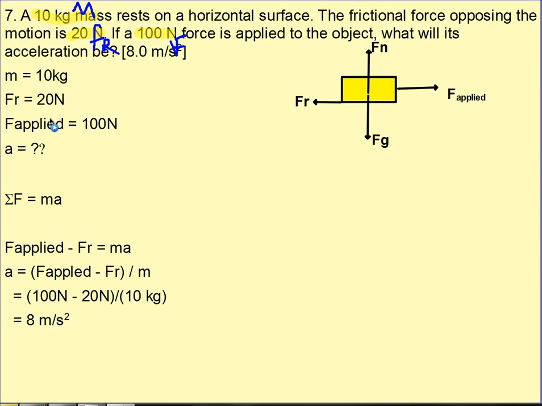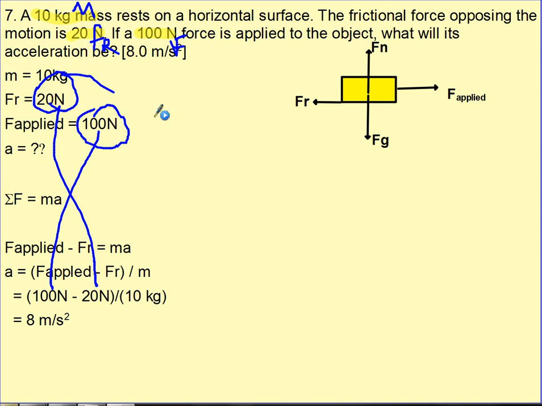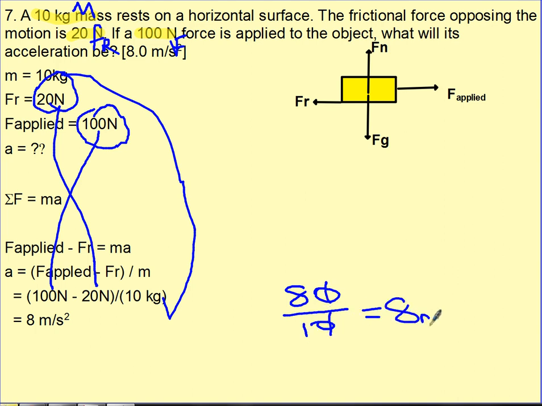The applied force is 100 newtons. Friction is 20. And then we're going to divide that by the mass. We get 8 meters per second squared. Make sure you do the numerator first. So 100 minus 20 is 80. Divide that by 10, and you get 8 meters per second squared.